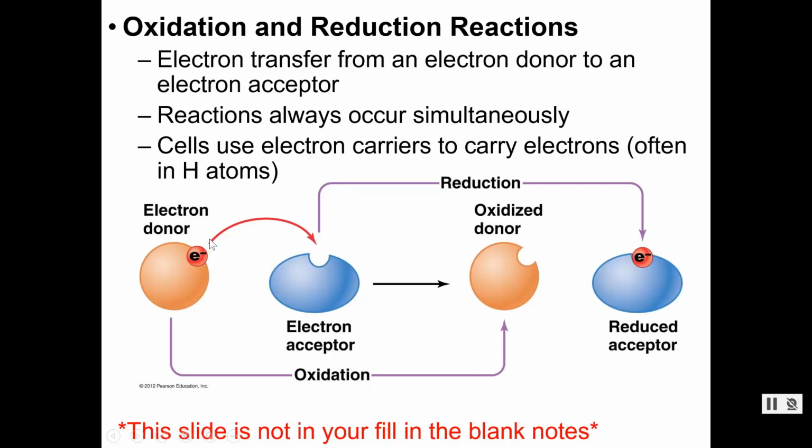Oxidation and reduction happens when this gets transferred. An electron gets transferred from a donor to an acceptor. Now you can see the donor is missing that electron and the acceptor has it. When we talk about donors, this is the process of oxidation, losing an electron, transferring an electron from one molecule to another. This process is called oxidation.